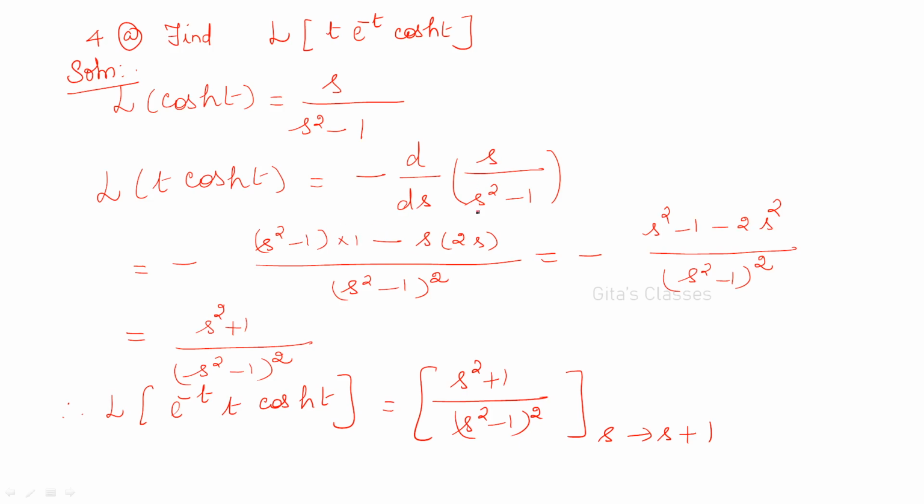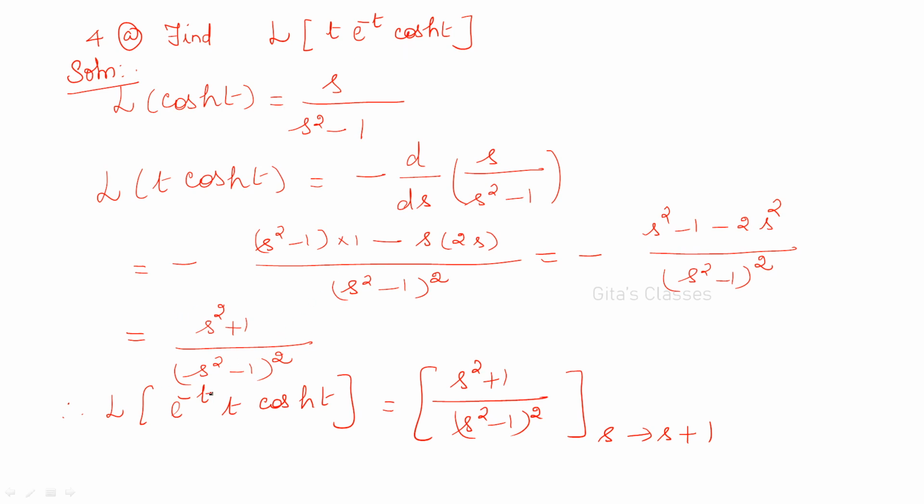So it is 1 minus s into, differentiate this s squared minus 1 with respect to s, you will get 2s. So minus of s squared minus 1, simplifying this, you will be getting (s squared plus 1) by (s squared minus 1) the whole square. And now multiply, we have found out for t into cos t, now multiply by e power minus at.